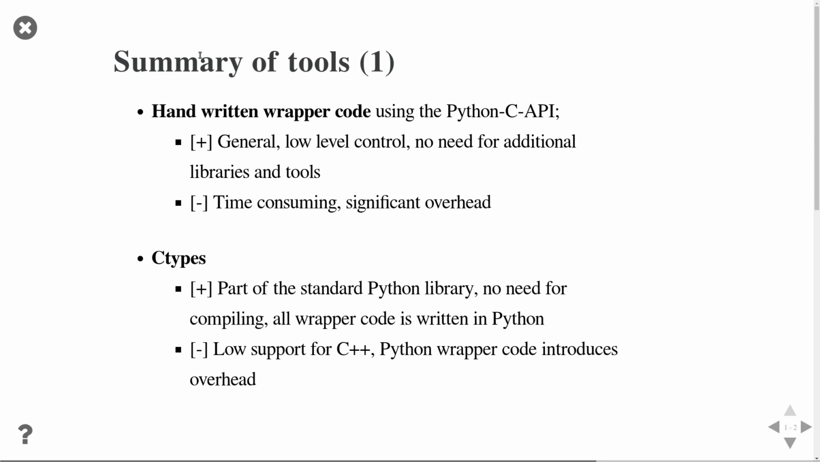Then there's ctypes. So ctypes is also part of the standard library, and it allows you to convert C data types to Python data types. And again, there's no compiling step, and all wrapper code can be written in Python. But again, it has some disadvantages. It doesn't really support C++, and all this wrapper code introduces a lot of overhead that you need to take care of.